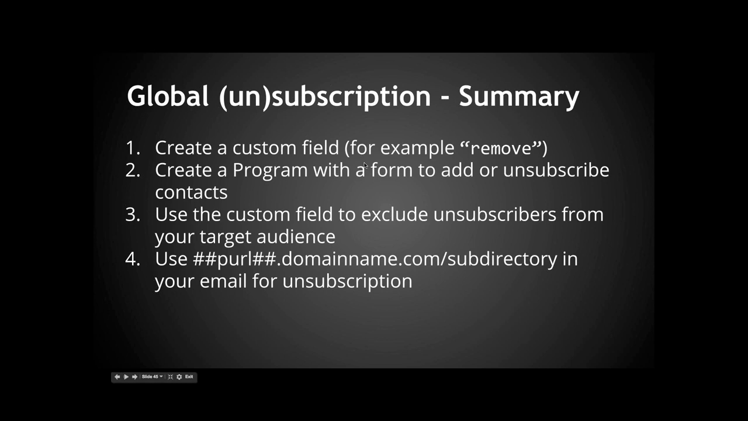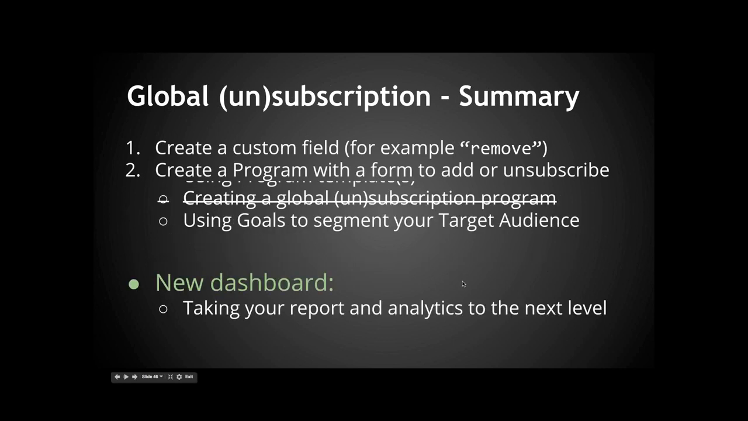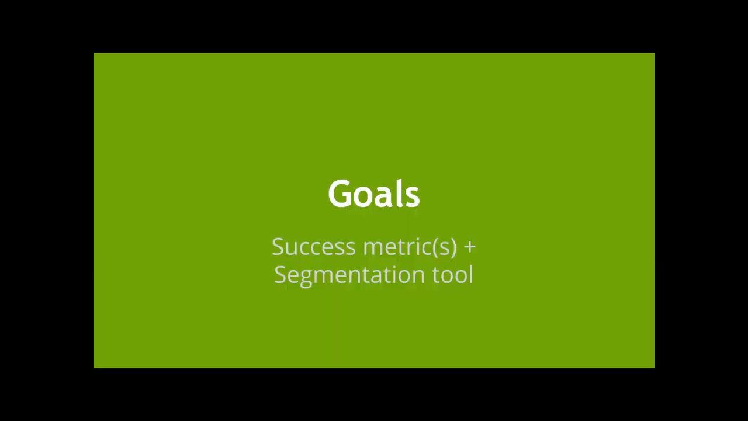So just to recap again, we created a custom field first, for example, remove. Then we create a program with a form, the microsite that has a form to add or unsubscribe contacts. And then we use that custom field to exclude unsubscribers from our target audience element. On the emails, we used # dot your domain name / your subdirectory for the unsubscribe link, which is definitely required. All right, so now we are done with the second item, and I'm going to just jump in right to the last one, goals.